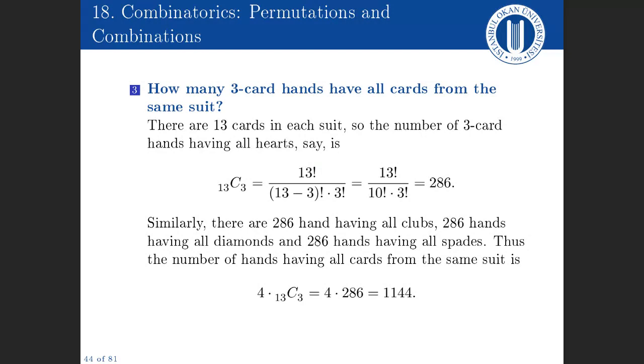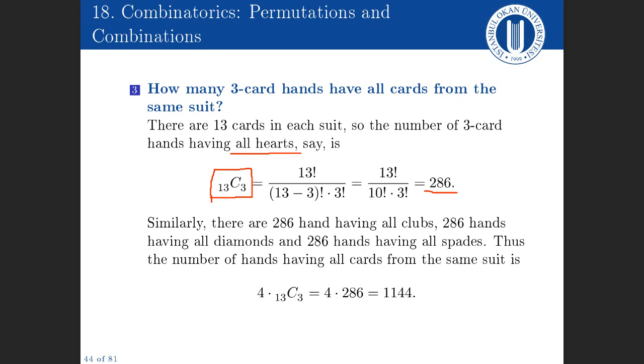How many three card hands have all cards from the same suit? Let's first of all just talk about hearts. In the deck of cards, there's 13 hearts in total, and we want to get three of these hearts. From a total of 13 hearts, we want to choose three of these hearts. So 13C3, or 286.